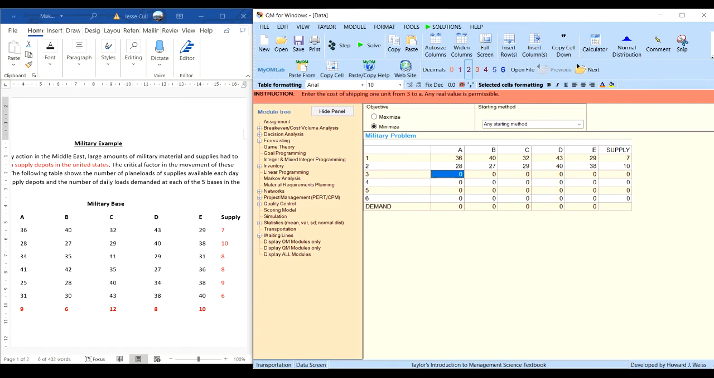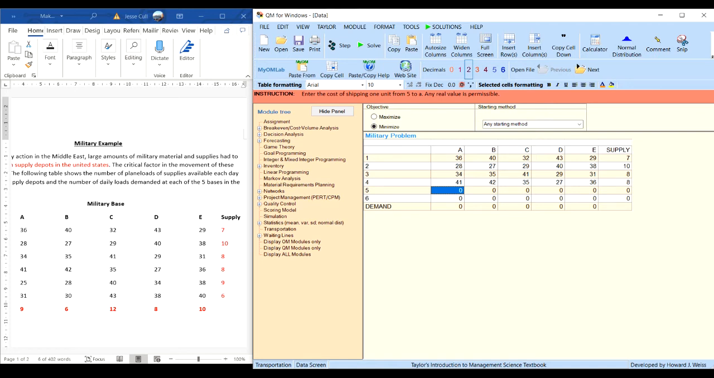Supply depot 3 is 34, 35, 41, 29, 31, and our supply is 8. Number 4, go down here, 41, 42, 35, 27, 36. The supply of 8.